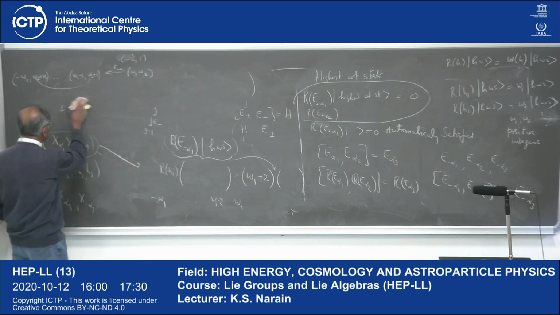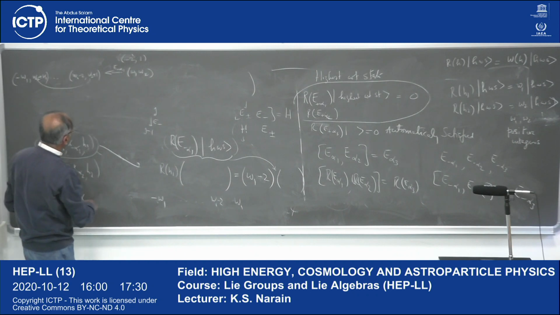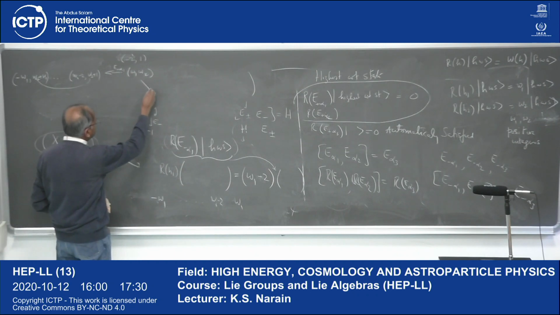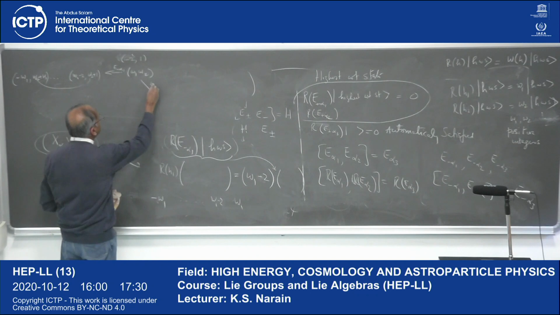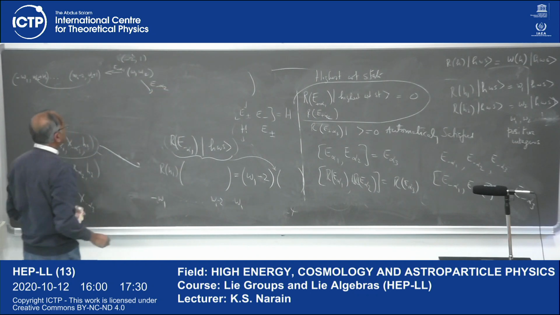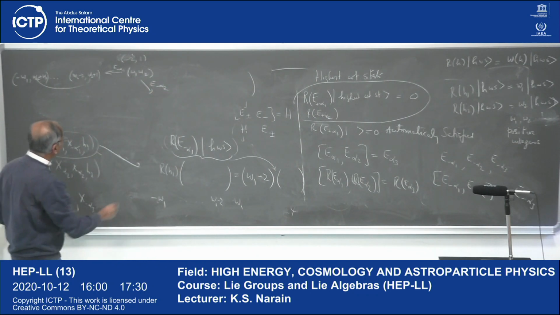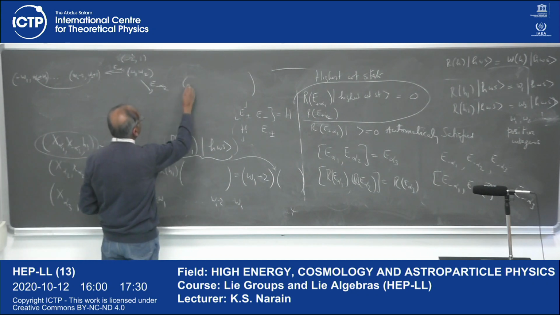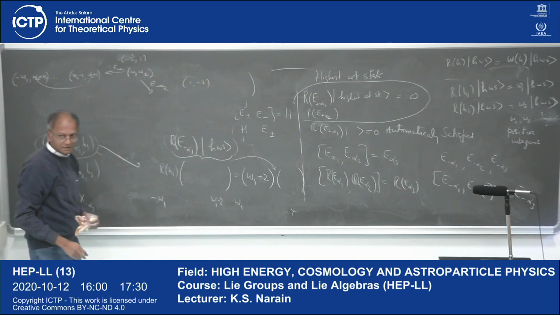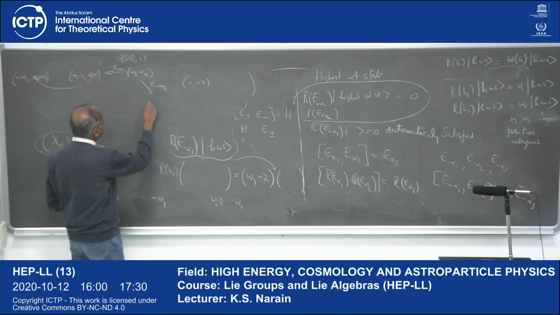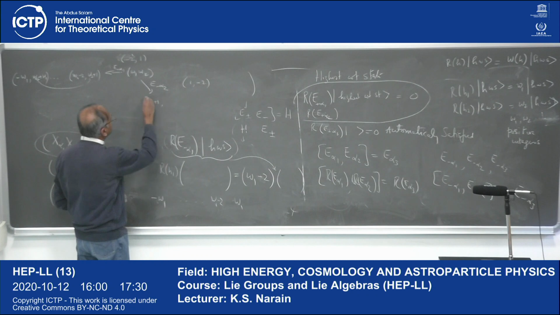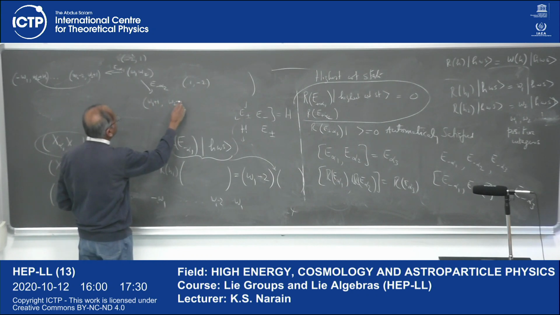So let us now do this. But now you also have to apply E minus alpha 2 at the same time. If I apply E minus alpha 2, what am I going to get? E minus alpha 2 had the eigenvalues 1, minus 2. Okay. So you're going to get W1 plus 1, comma W2 minus 2.